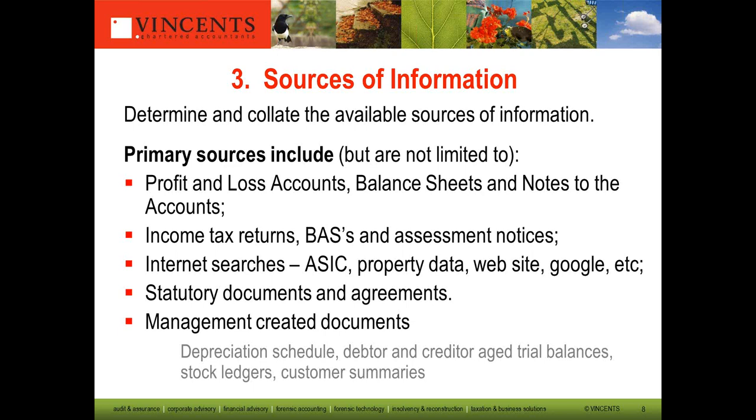Now the reason we need those, one, they actually give additional information we haven't had previously, but they also show the initial part of the tax return, the actual accounting profit that's being put through. That accounting profit should marry up with the accounts that have been provided. So it's almost a test check as well. The next area is internet searches, ASIC, property data. There's property data you can pick up very easily.